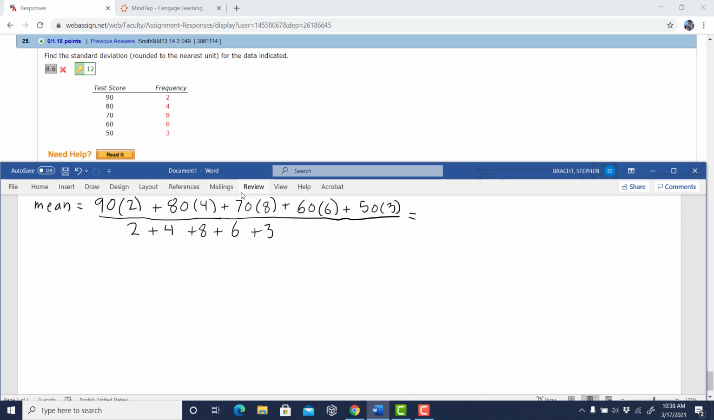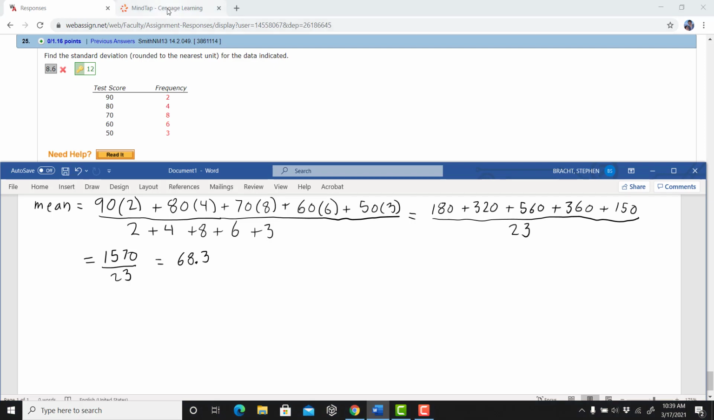So if I work this out, 90 times 2 is 180. 80 times 4 is 320. 70 times 8 is 560. 60 times 6 is 360. 50 times 3 is 150. If I add up these numbers on the bottom, they add up to 23. If I add up these numbers on the top of the fraction, they add up to 1,570. That's divided by 23, and that works out to be about 68.3 for my mean, rounding to 1 decimal place. Okay, that was step 1.